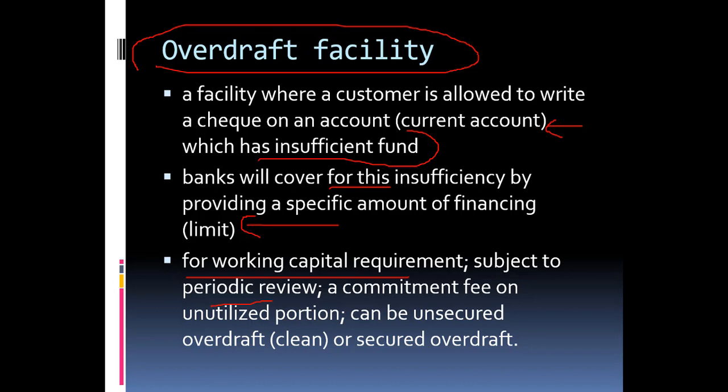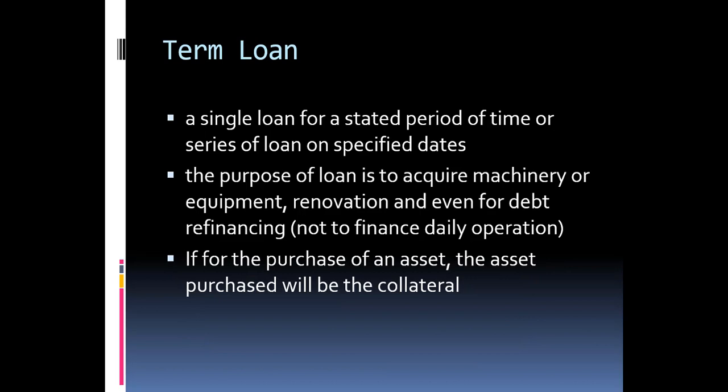When we talk about secured and unsecured, the unsecured is not backed up or protected by any asset, but the secured overdraft is protected by an asset or equipment.